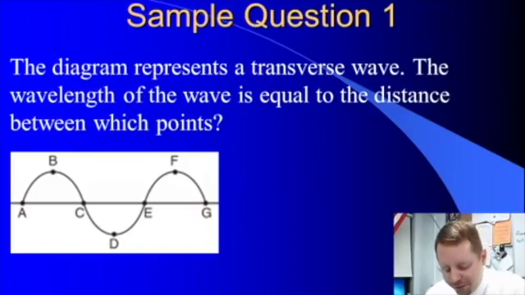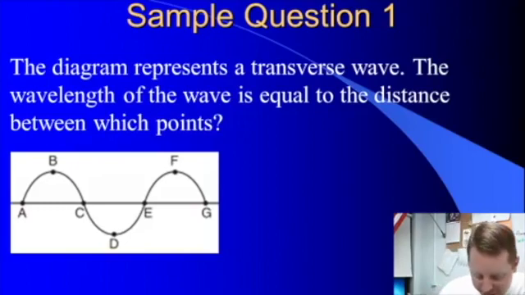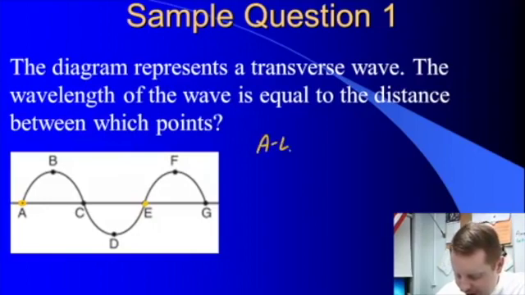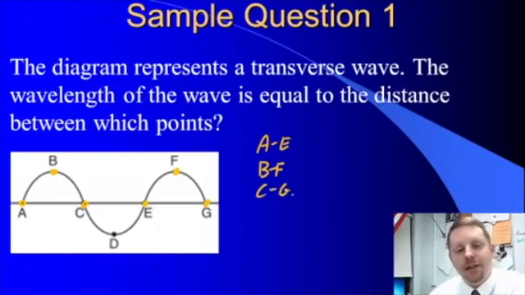So, sample question 1. The diagram represents a transverse wave. The wavelength of the wave is equal to the distance between which points? It means we have to find the same point on consecutive waves. If I look at A, I can see the same point over here at E. So the distance between A and E would give us a wavelength. I also see here, if we start at B, we have the same point on a consecutive wave there at F. So B and F should work. Or if I start at C, the distance between C and G is the distance between the same point on consecutive waves. So I see 3 sets of points you could use to determine the wavelength here.